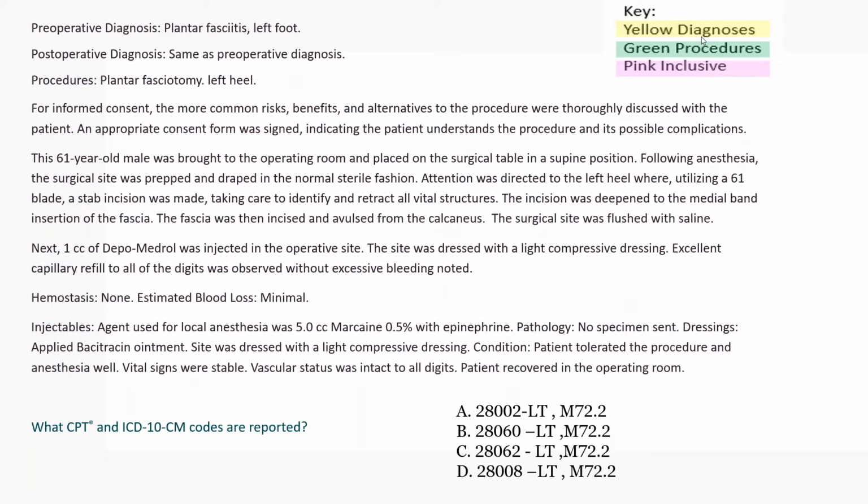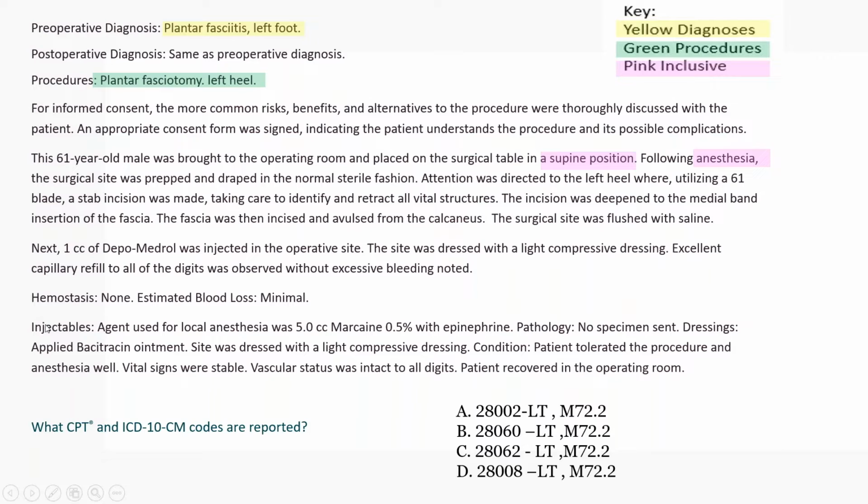So let's solve the scenario. You know the drill. The first step, highlighting the keywords. We have the preoperative and postoperative diagnosis. Same, plantar fasciitis of left foot. The procedure performed is a plantar fasciotomy, left heel.